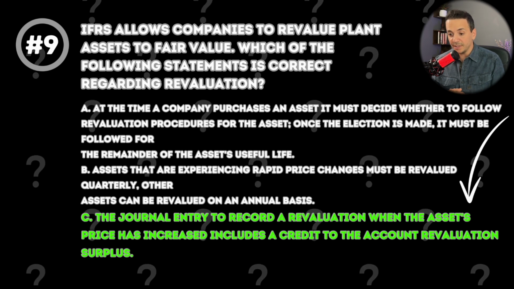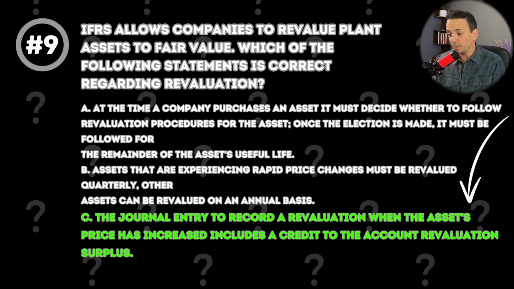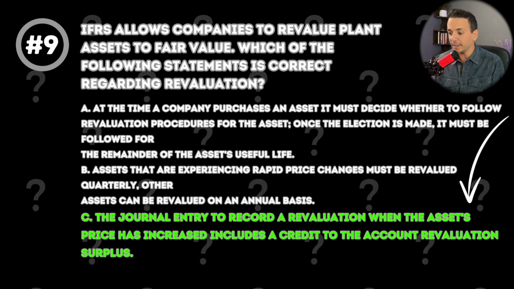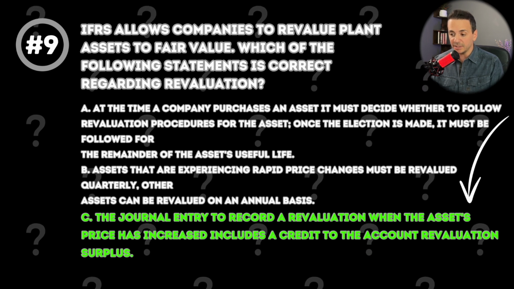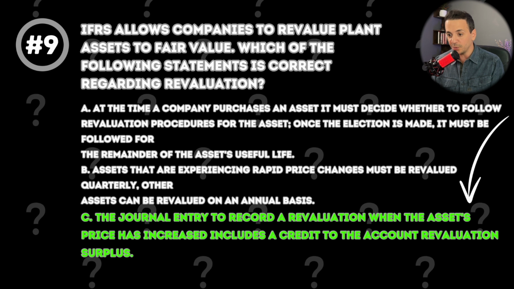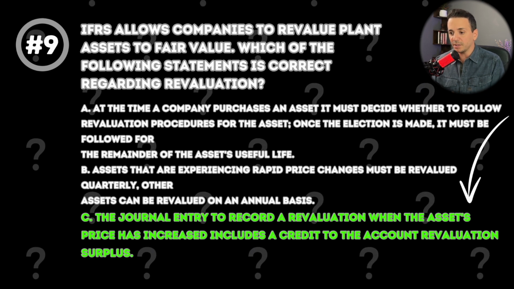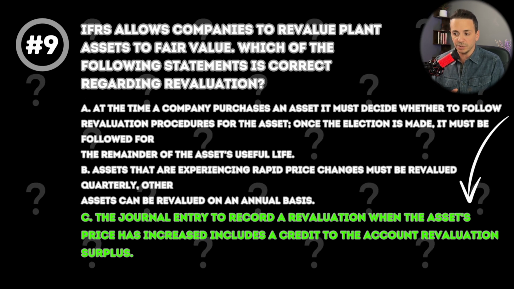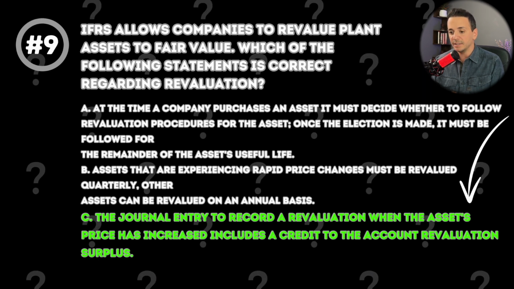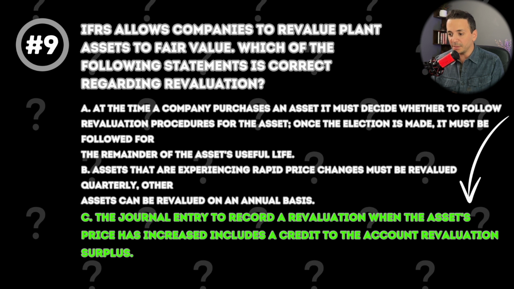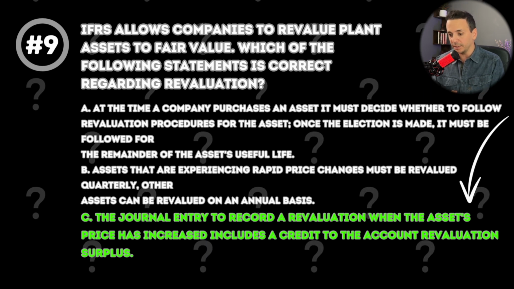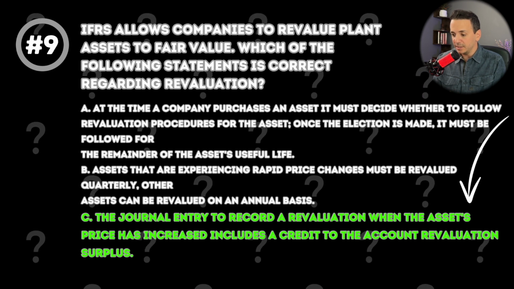And of course, the right answer is C. The journal entry to record the revaluation when the asset price has increased is a credit to the account revaluation surplus. The debit obviously is to the asset, so debit the asset, credit the account revaluation surplus, which is an equity account. A is wrong because the company does not need to make the decision on the revaluation procedure at the time of purchase of the asset. And B, the assets that experience rapid price changes must be revalued quarterly? No, it should be revalued annually, not quarterly. Okay, so the answer is C in this case.